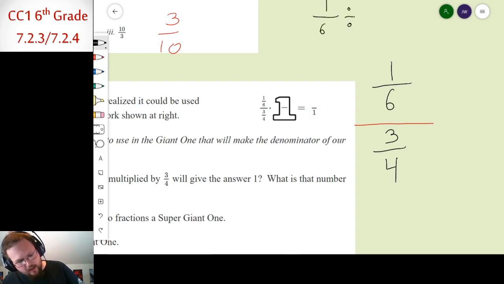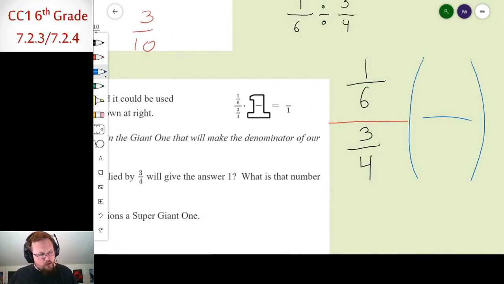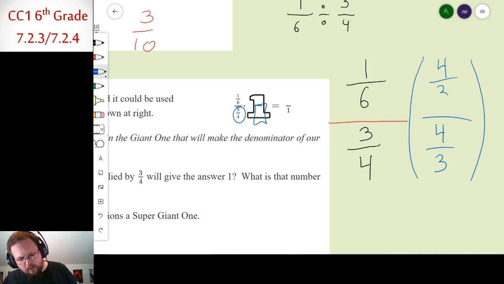1/6 divided by 3/4. And her strategy is to multiply the top number and the bottom number by the exact same value. So inside of her giant 1, I'm just going to use a giant parentheses because it's much easier to draw. The question is, 3/4 times what fraction gives me 1? And here is where the reciprocal comes in. This 4/3 is the bottom and the top of this fraction.